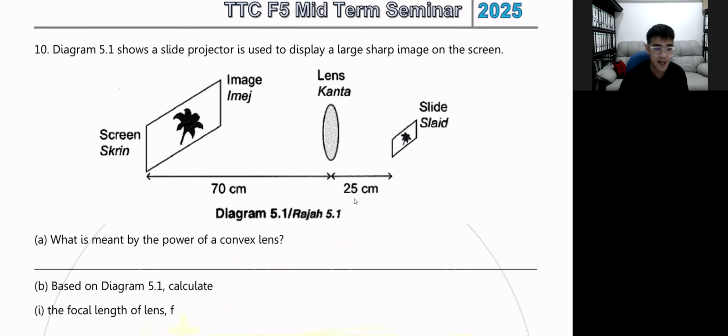So then question 10a asks, what is meant by the power of a convex lens? Like I told you before, definition means meaning. If you see the question asking you meaning, what is the first thing that you have to think of? Yes, correct, formula. Every time the question asks you meaning, you have to think of the formula. Do you guys still remember the formula to calculate the power of a lens?